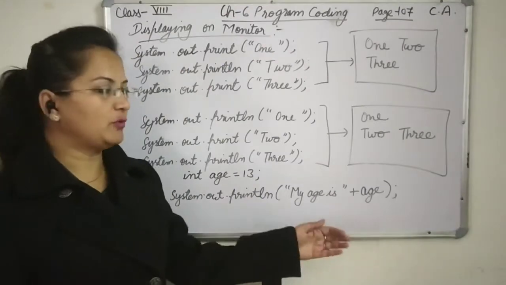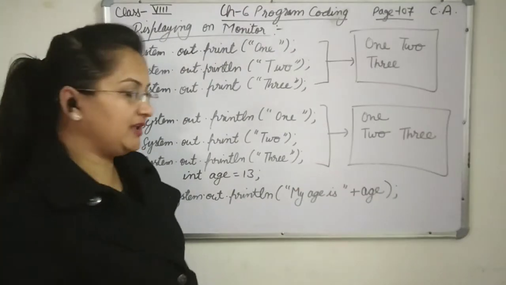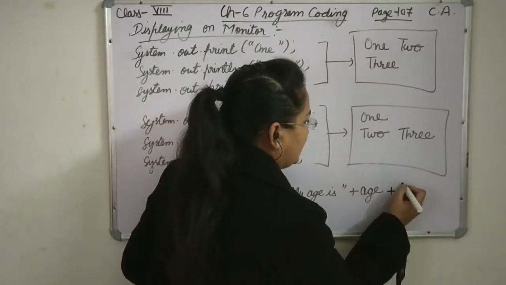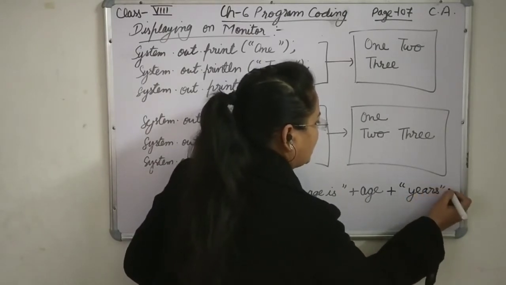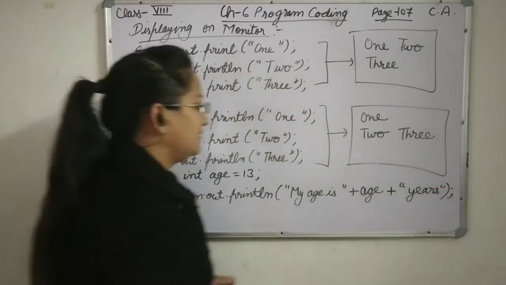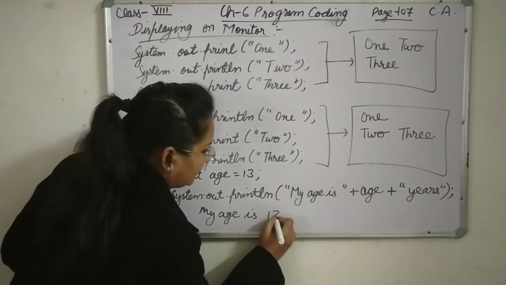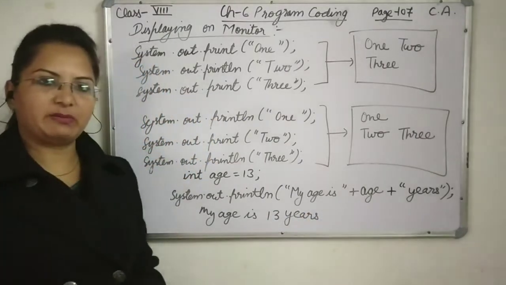If we want to print more after age, like we have to print years, 13 years, then we can write here, you have to write plus here, then in double quotes you have to write years. So now what will be the answer? My age is 13 years. So this will be printed.